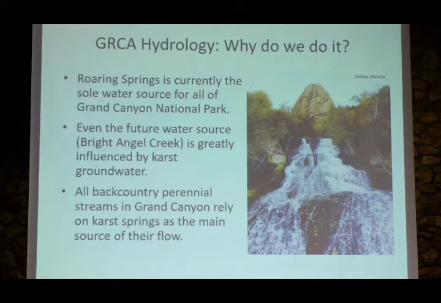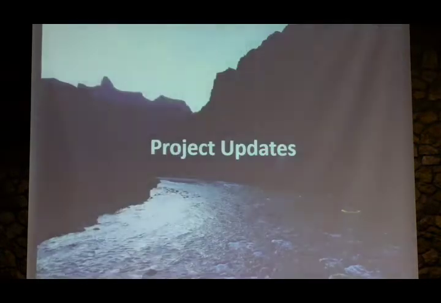So why are we interested in this? Well, one, I mentioned Roaring Springs. It's currently the sole water source of Grand Canyon. We want to know where that water is coming from. Is it safe to drink? How's it doing? Our future water source, they are currently working on moving the water source from Roaring Springs to the delta of Bright Angel Creek. And Bright Angel Creek's perennial base flow is entirely fed by these karst caves and karst springs. And all of the backcountry perennial streams in Grand Canyon are also fed by these karst springs. So it's all connected and definitely important if you're seeking water in Grand Canyon.